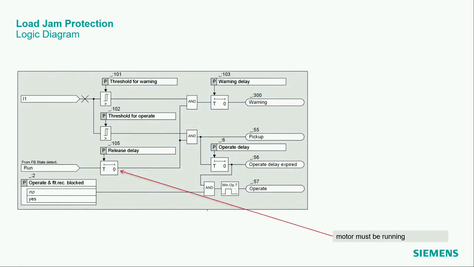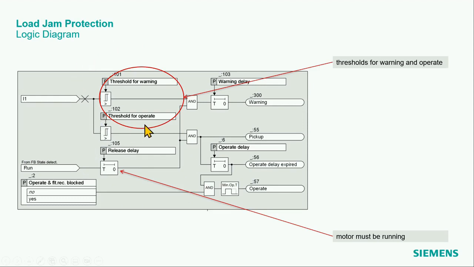Okay, what do we do? Now a logic diagram. The motor must be in the running state as already set, because otherwise I will trip on the starting current. This is not what we want. Additionally, I have here a release delay timer. That means if the motor is in the running state, why not give a couple of seconds on top of that, just to be sure that everything is running smoothly, and then activate the function. It goes into this AND gate.